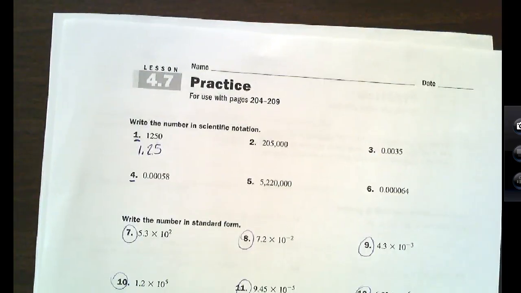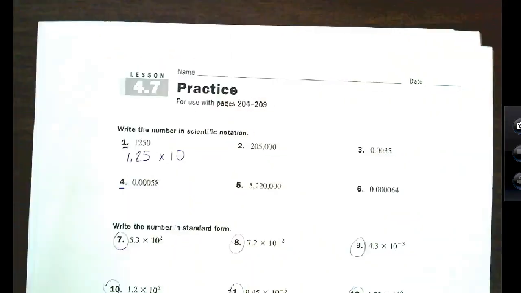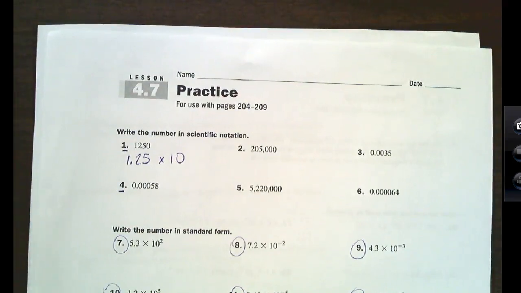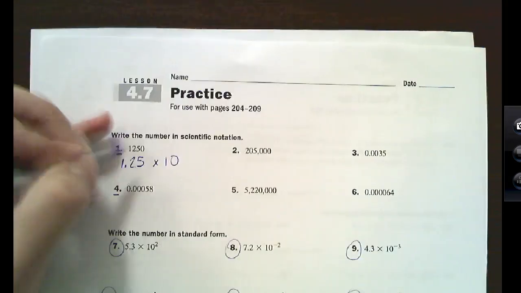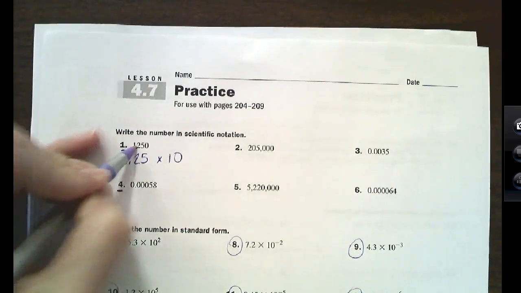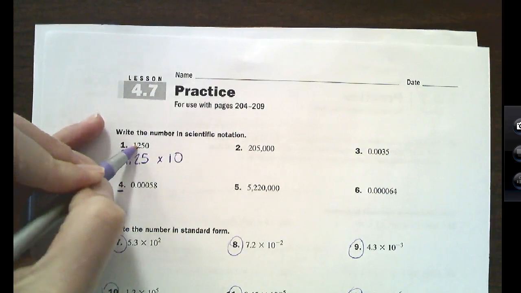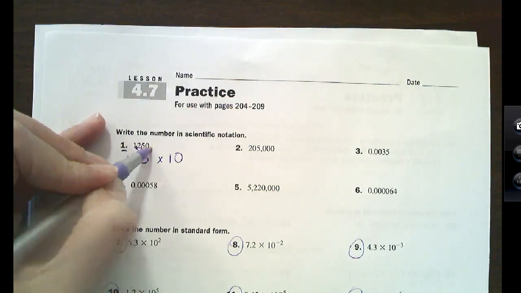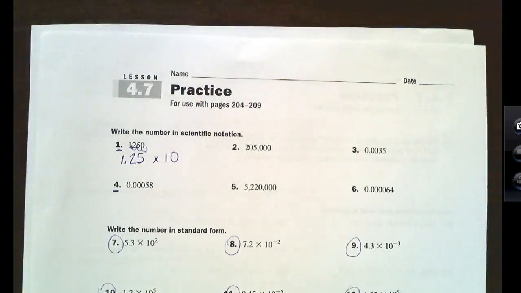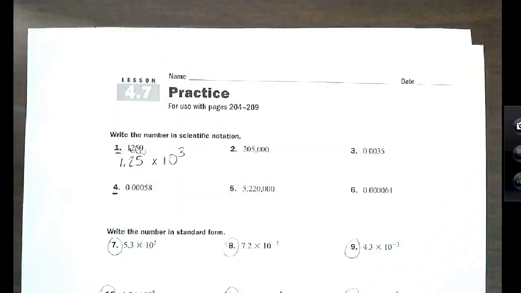So we're going to change that to 1.25 times 10 to the. And now we placed our decimal between the 1 and the 2. So we need to ask ourselves, where would we move that decimal to send it back to where it originally was? Well, are we going to go left or right? We're going to go to the right. Let's go ahead and count 1, 2, 3 spaces. So since we're going to the right, is it positive or negative? Good, and it's going to be a positive 3.